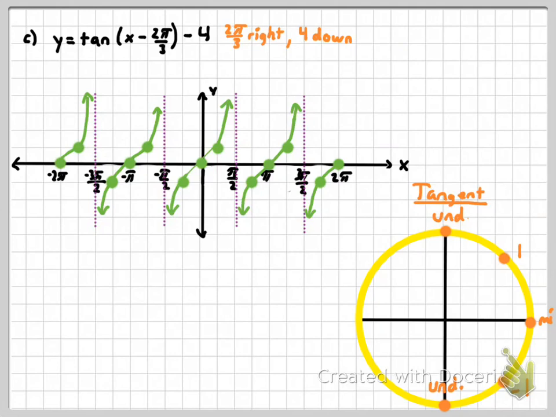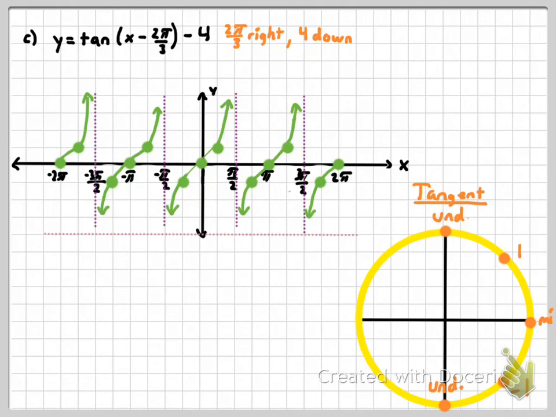Okay, now for the translated version of the function. Let me take care of the vertical translation first. You can see that we're shifting 4 units down, which means our central value is going to shift from 0 down to -4. And I'm just going to draw a dotted line down here to show where that central value is located.